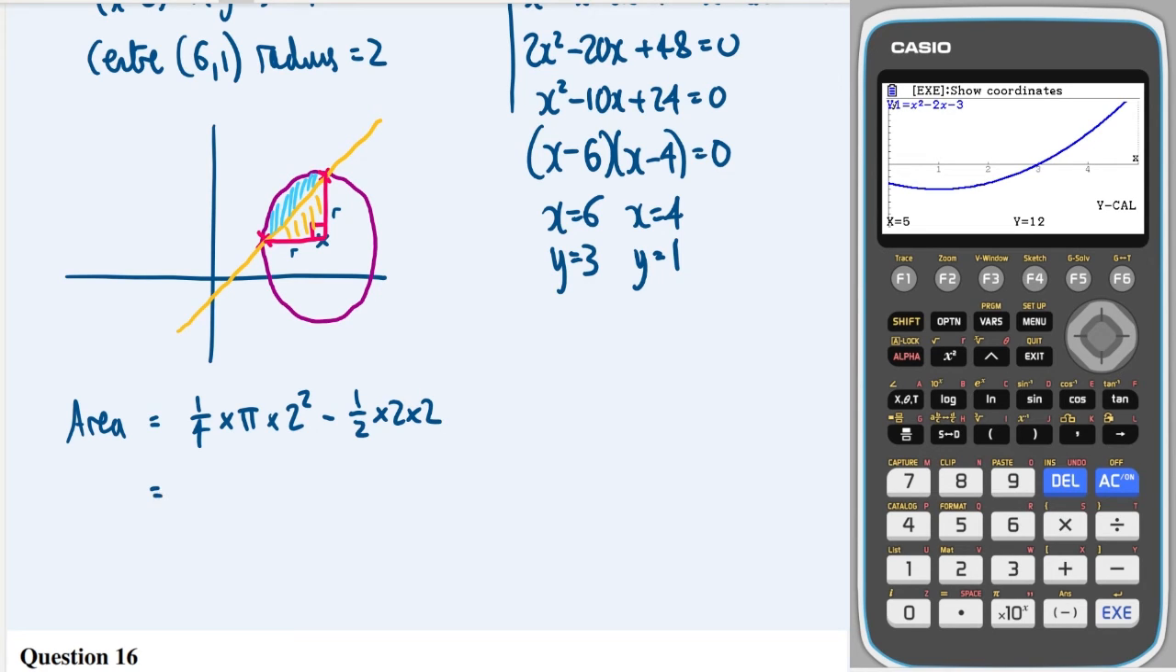Okay, so a quarter times by 2 squared is just 1, so that's just pi. And then over here we've got a half of 2 times 2, which is just 2. Brilliant. Well, we're done.